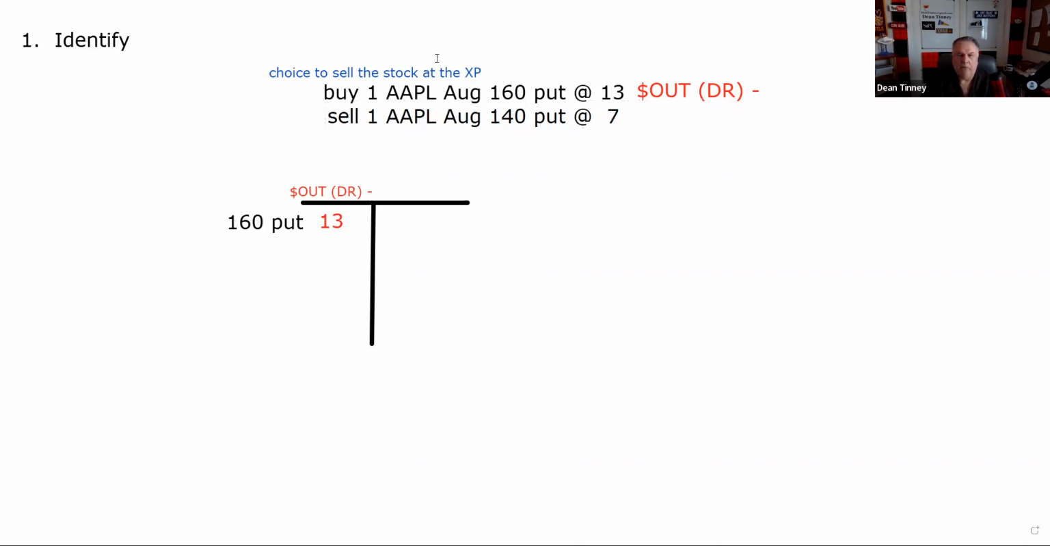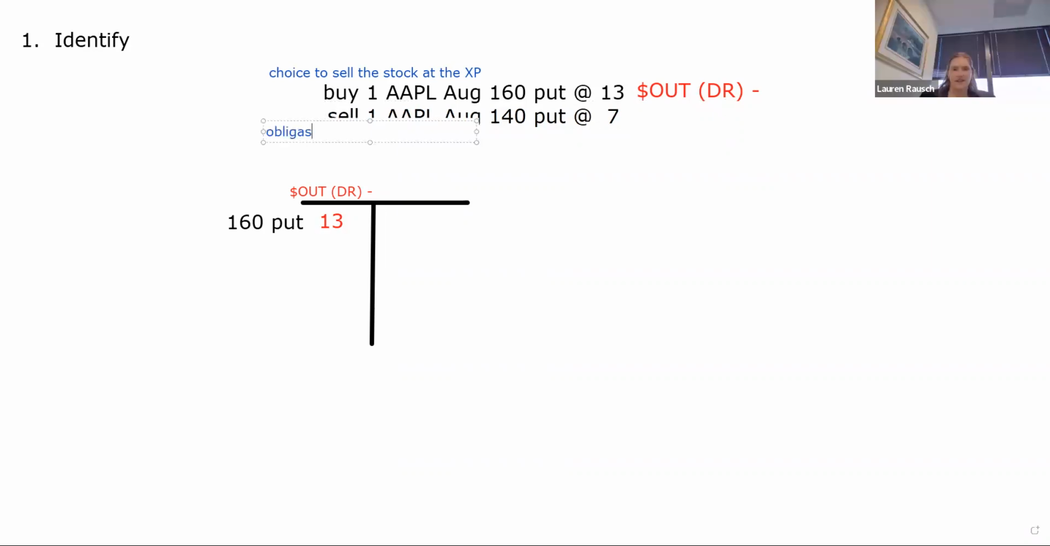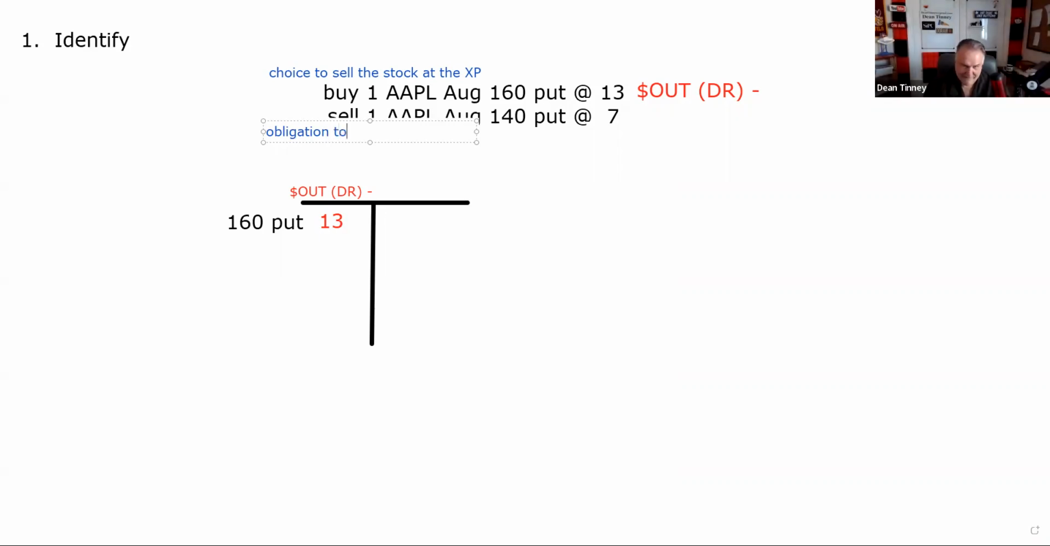Okay, so again, what Dean likes to do is not testable, but particularly on puts, I like to say, what am I looking at there? That leg is an obligation to buy. That's why the puts are so important. You're the put seller at 140. When you sell a put, dollars in, you're obligated to buy the stock.